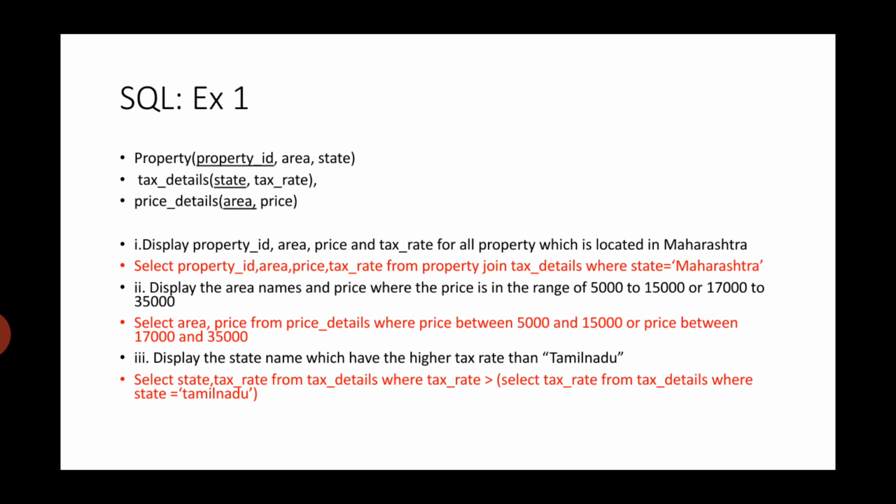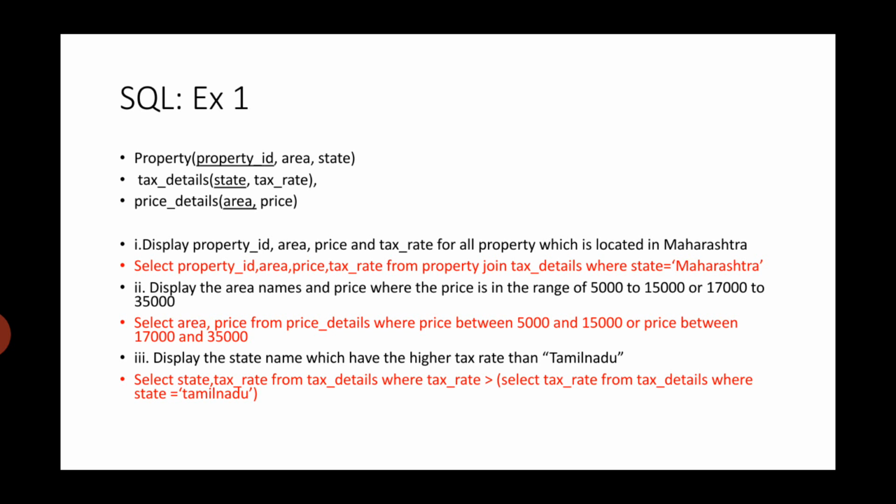So the first question is, you are asked to display the property ID, area, price and tax rate for all property which is located in Maharashtra. Maharashtra is one of the state names which is given under the state column in your property table. So you need to display by using the select command. Property ID, area, price and tax rate all have to be given after the select keyword.